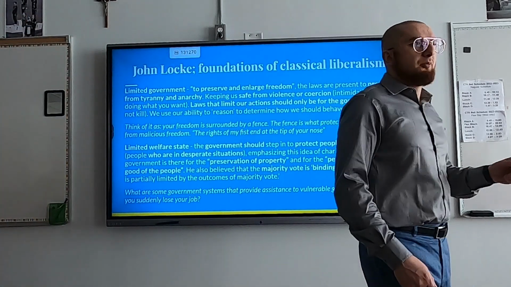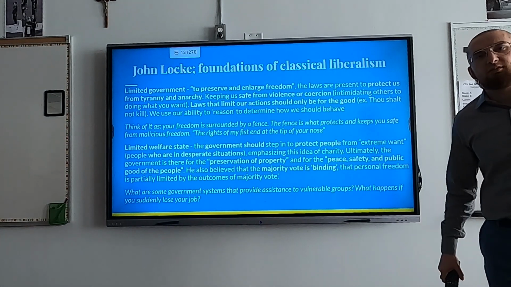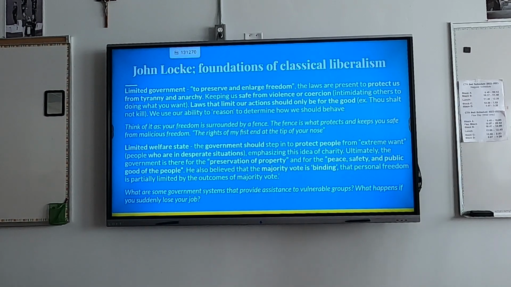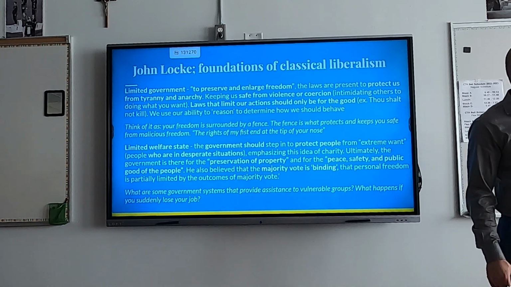Limited government. So government is there to preserve, so keep, and to enlarge, increase your freedoms. Not to remove them and take them away and interfere with your decision making, because again, within classical liberal thinking, you as an individual are capable of making good choices on your own. You don't need someone to do that for you.